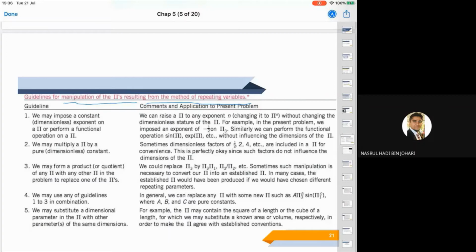Okay. And few more you can read. Whenever we choose the repeating parameter, it will allow the pi to be multiplied. Whenever we choose the repeating parameter, specific one, we have to make sure that it may form a product or quotient of any pi in the further. And number 4 and 5, you can read later.